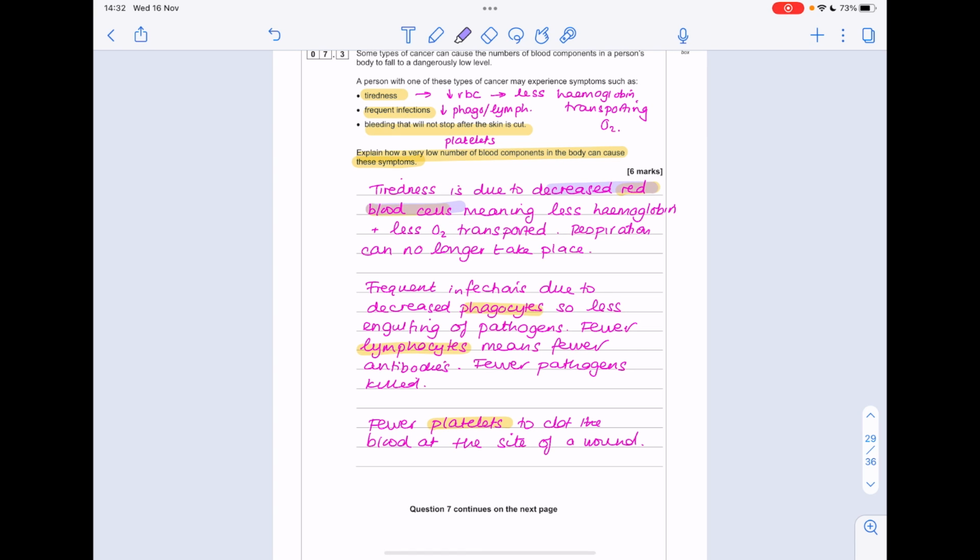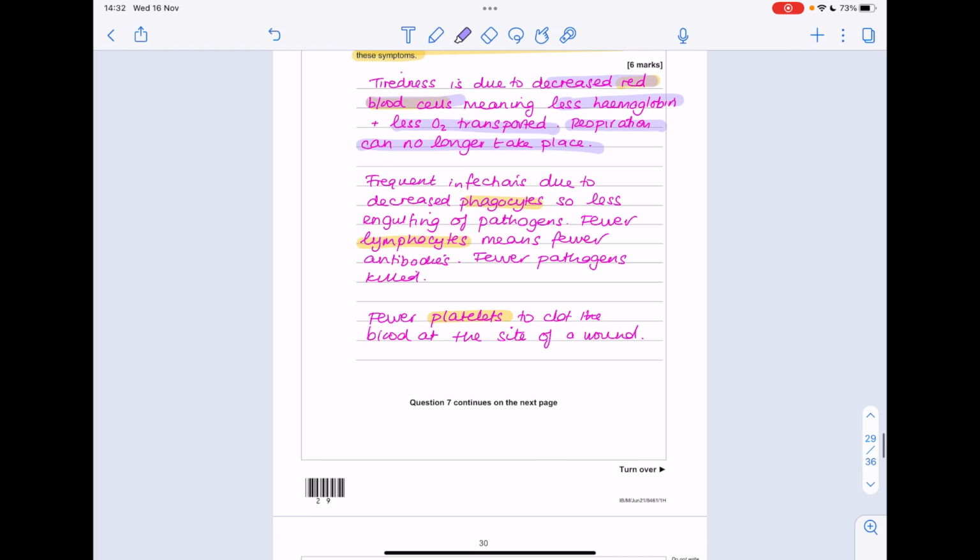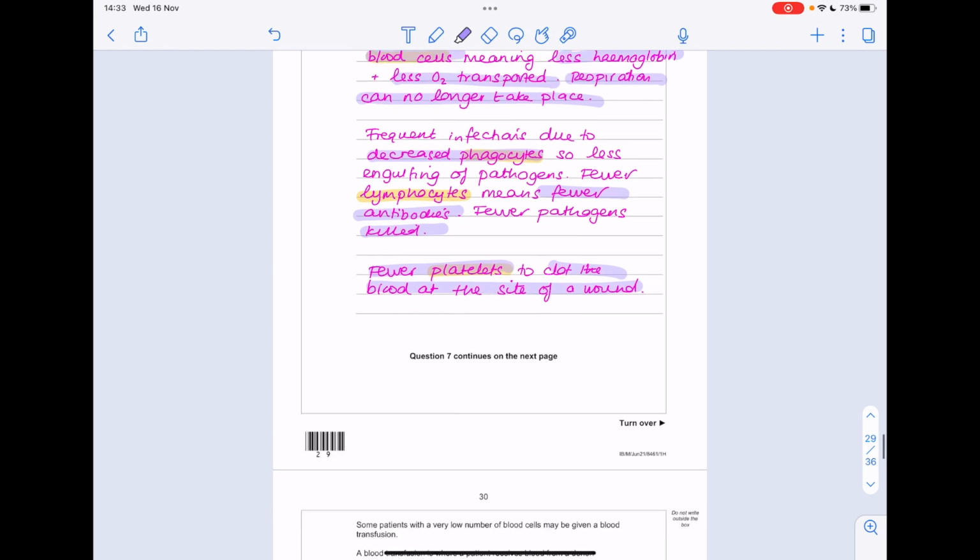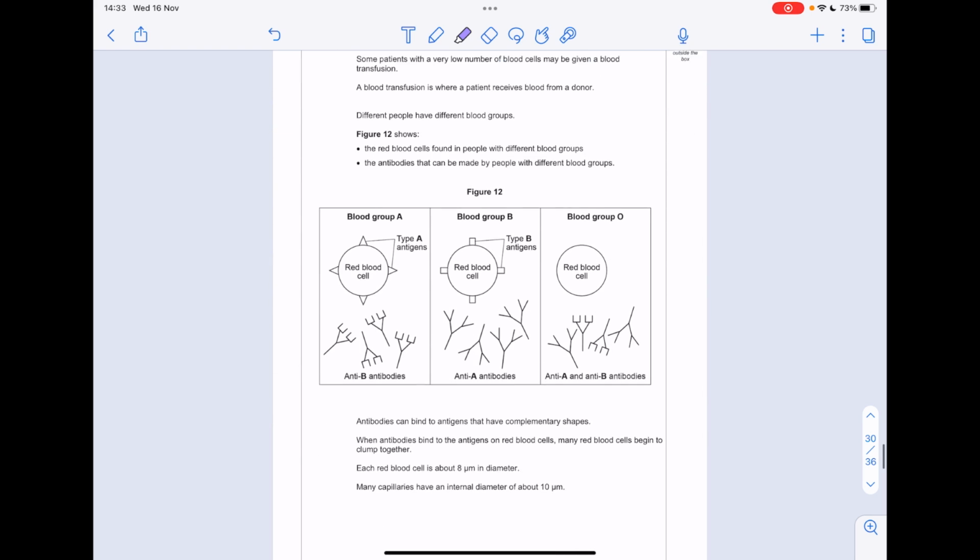Fewer red blood cells is a mark, less hemoglobin is a mark, less oxygen transported is a mark, respiration no longer taking place is a mark, 4 marks. Decreased phagocytes is a mark, fewer antibodies being made is a mark, fewer pathogens being killed is a mark, fewer platelets is a mark, and this thing about clotting the blood is a mark. So we've got loads and loads of points.